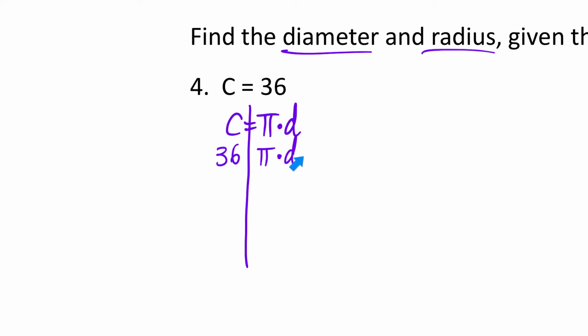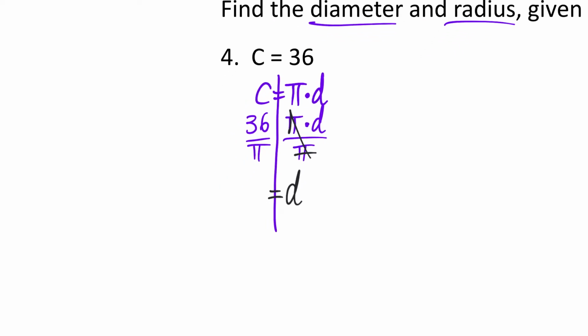So if I want to solve for the diameter, what do I need to do here? 36 divided by pi. Good, just divide by pi. That way these pi's cancel to 1, and that just leaves the diameter. What's 36 divided by pi? 11.46. Now I also want to find the radius from that.